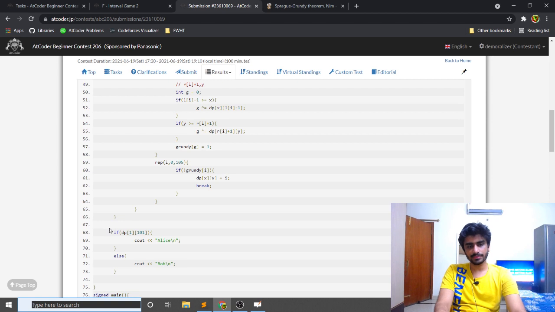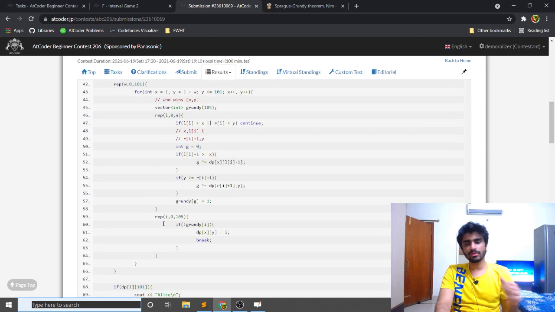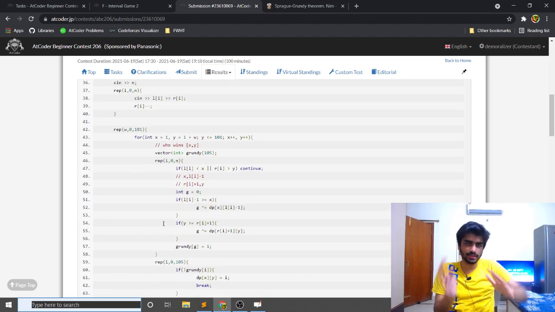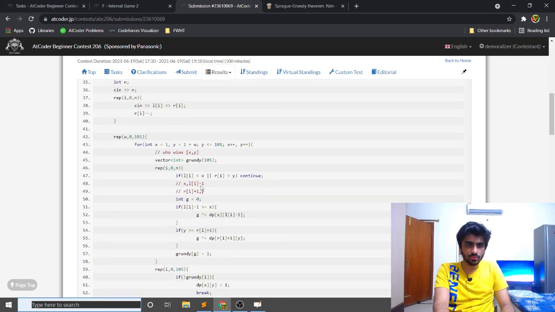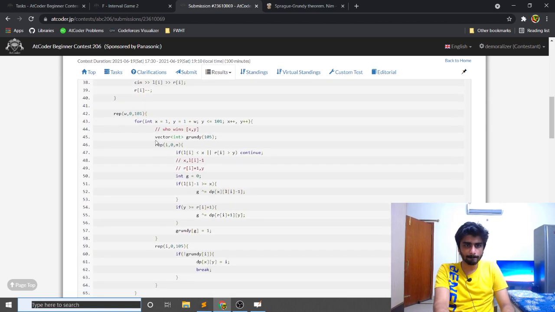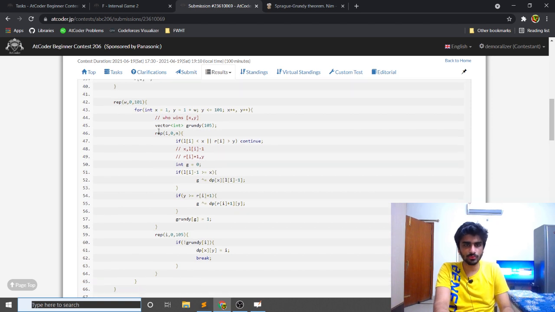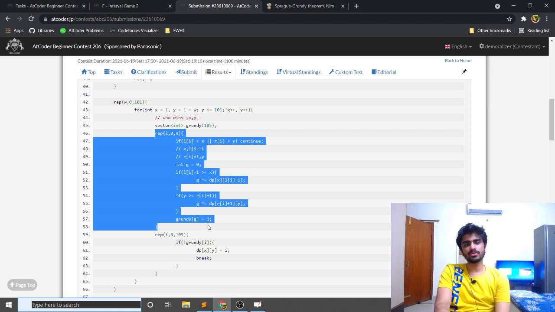And at the end, I will just print: if dp of 1, 100 is not 0, then Alice will win. Otherwise, Bob will win, because obviously we know that 0 is the losing state and all other Grundy values are winning states. So what I'm trying to do here is this is actually a set in which I am storing which Grundy values I have seen till now. If I use a set, I will get an extra log, and that's what I wanted to remove. So just take a vector.